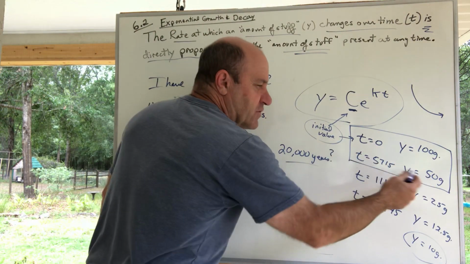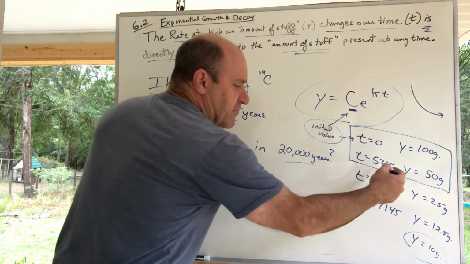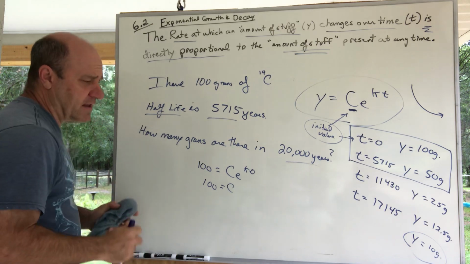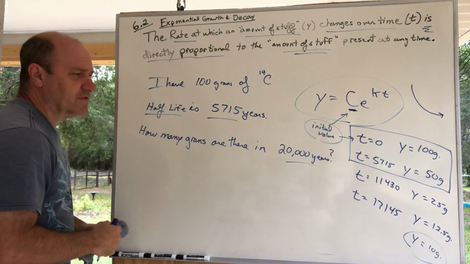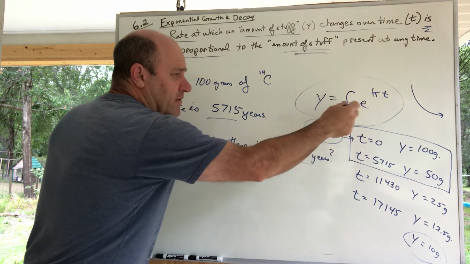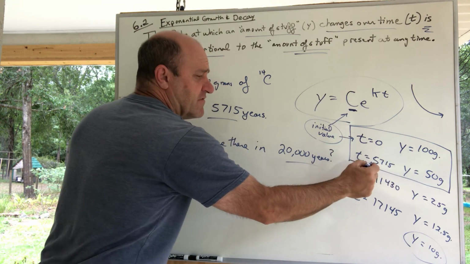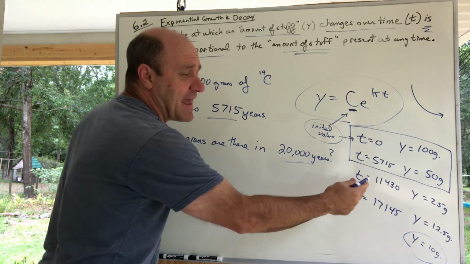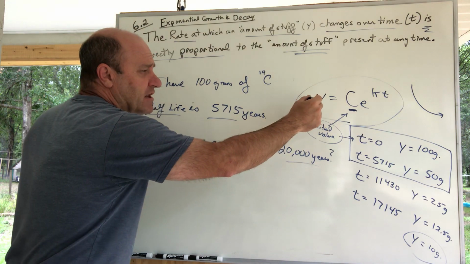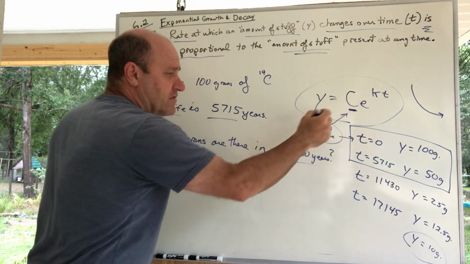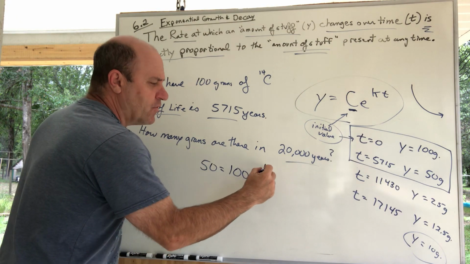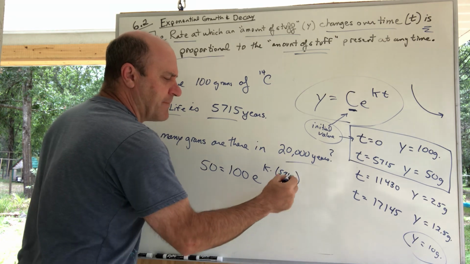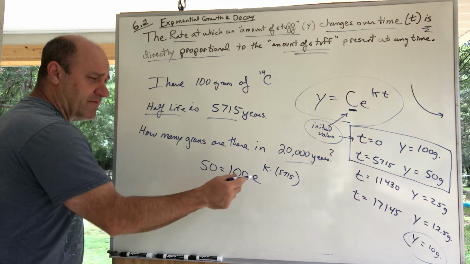So c is 100. Good. This next piece of information will help me find k. All it needs to be is another piece of information, but in this particular kind of problem, it's called the half-life. I'm going to erase this and do this again here. In this model, I'm going to plug in 50 grams and 5,715 for t. That piece of data will help me find k. So here we go. I'm plugging in a 50 for the y. I already know the c is 100. I don't know the k, but I'm plugging in 5,715 for the time.